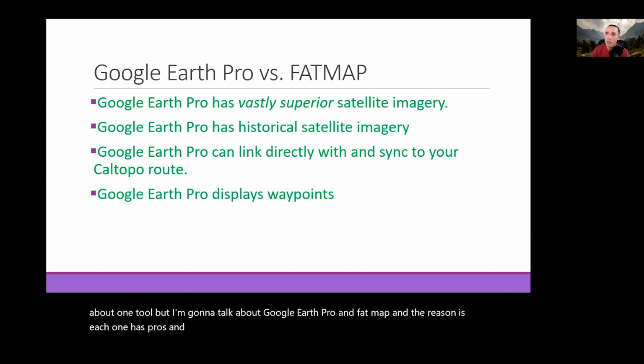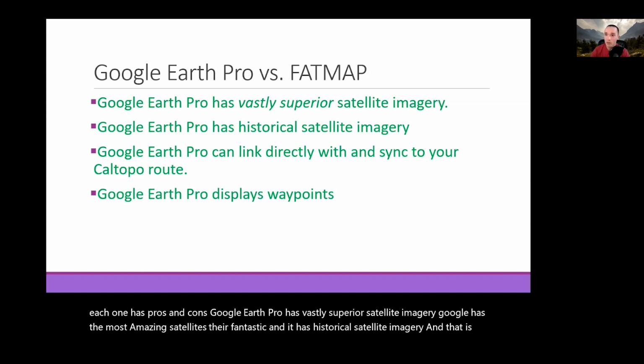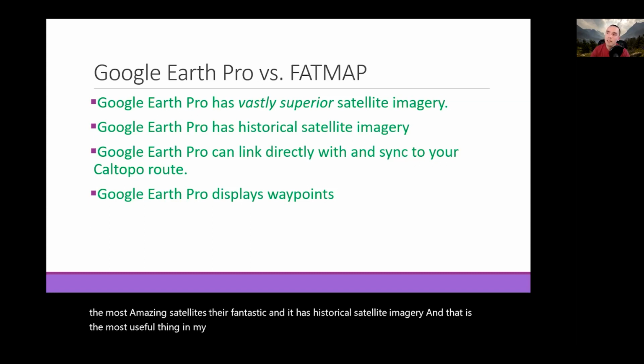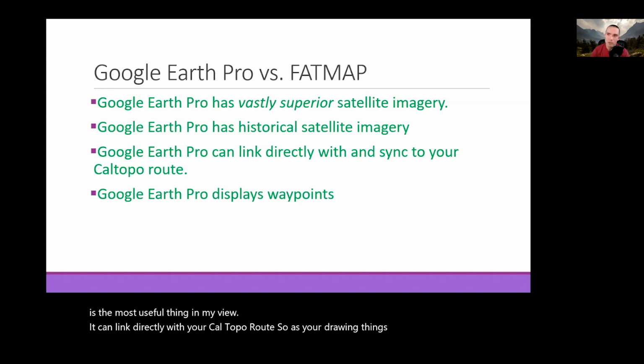Google Earth Pro has vastly superior satellite imagery. Google has the most amazing satellites. They're fantastic. And it has historical satellite imagery. And that is the most useful thing in my view. It can link directly with your CalTopo route. So as you're drawing things in CalTopo, it can update in Google Earth.